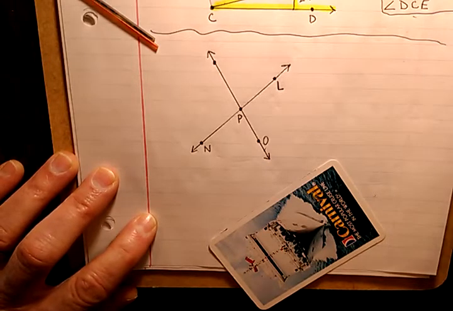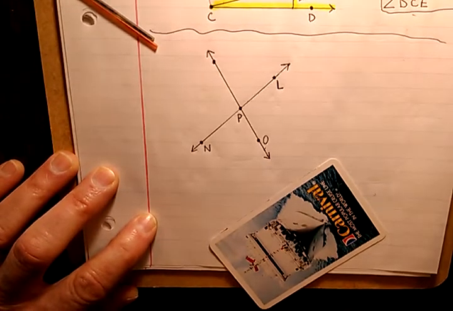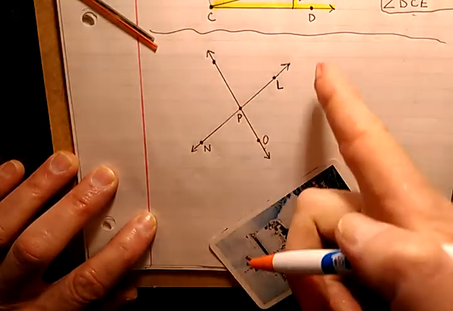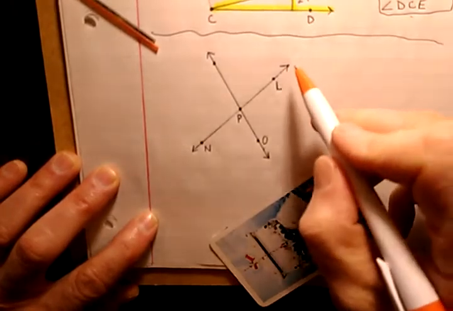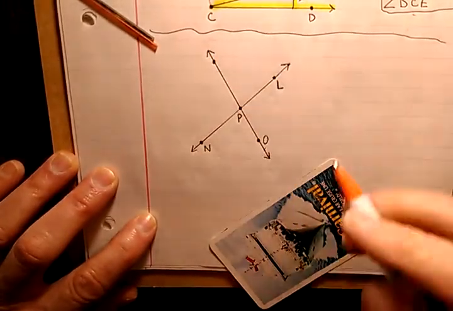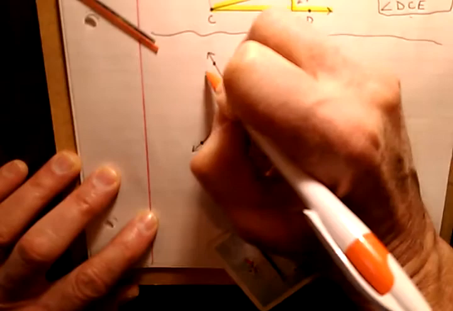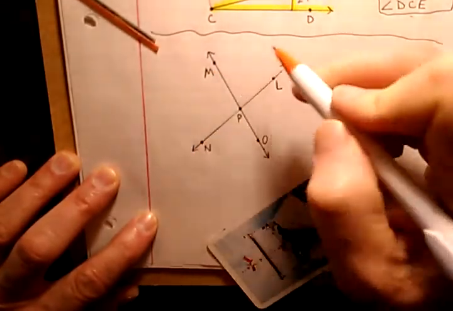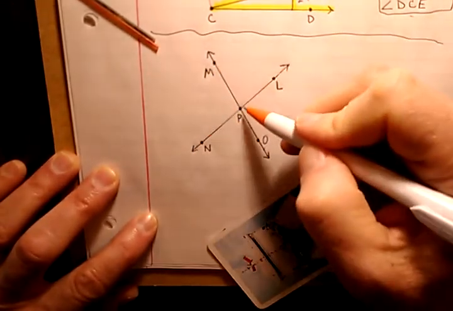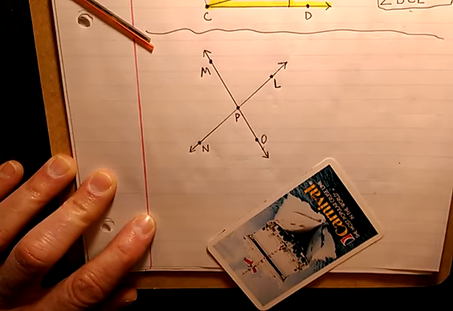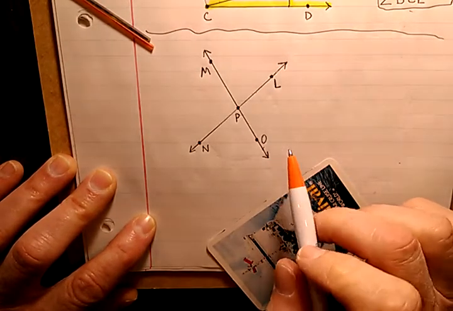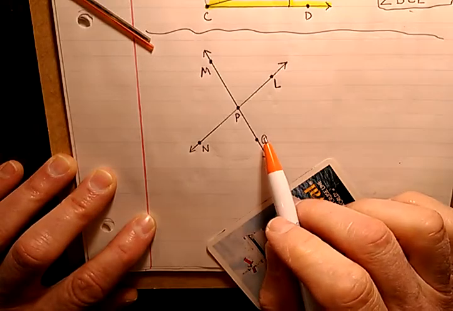Okay, the last activity we're going to work on in our notes today is with these two lines that cross each other. So go ahead and stop the video and in your notes copy those two lines with the points written here, L, M, N, O, and P in the middle. Okay, if you're caught up now, we're going to continue our drawing.